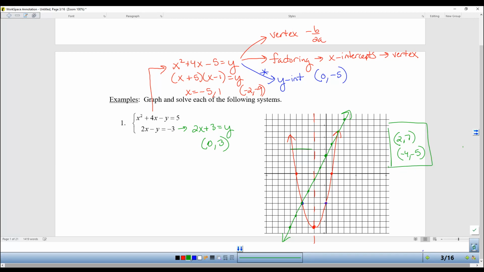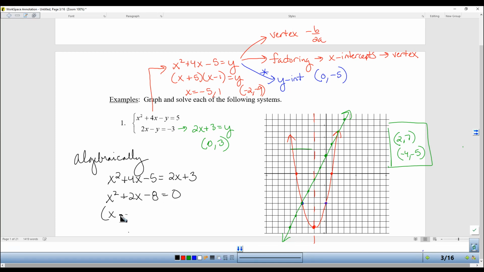How would I have solved this algebraically? I think I would have used substitution. So now that I have y equal to this, I have x squared plus 4x minus 5 is equal to, instead of y, I'm going to make it equal to 2x plus 3. I see an x squared in my equation. What do? I set it equal to 0, and I factor: x plus 4 times x minus 2. And so x is either equal to negative 4 or 2.